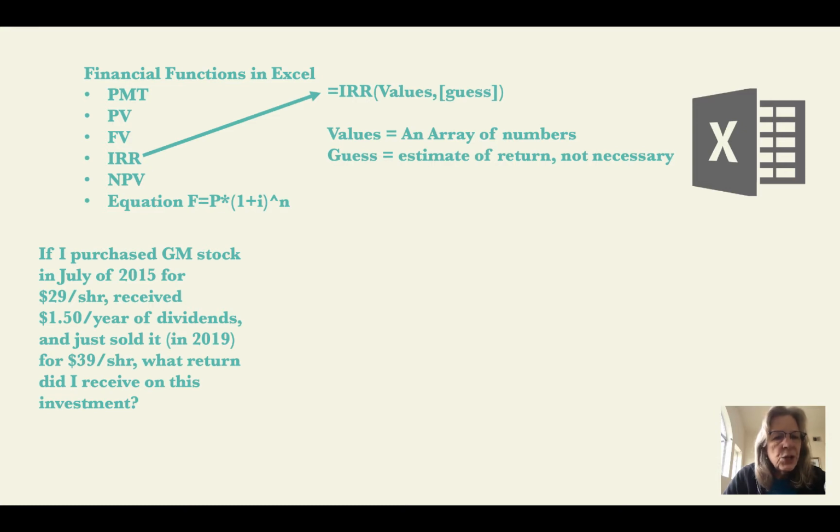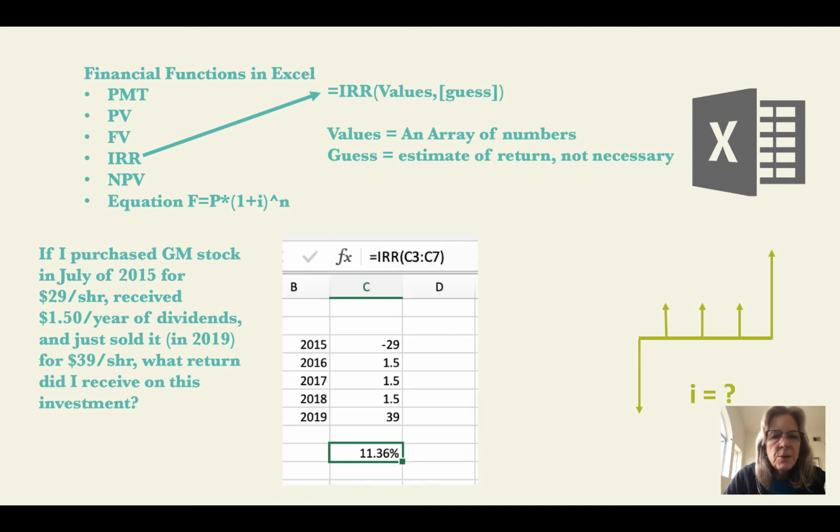So what you're saying is you have these cash flows, an initial investment, returns over time, and then a selling value at the end. And what I'm trying to find is what is that interest rate? So I'm going to go ahead. I have this range of cash flows, 2015 to 2019, the initial investment of $29, the $1.50 each year for 3 years, and then the $39 at the end.